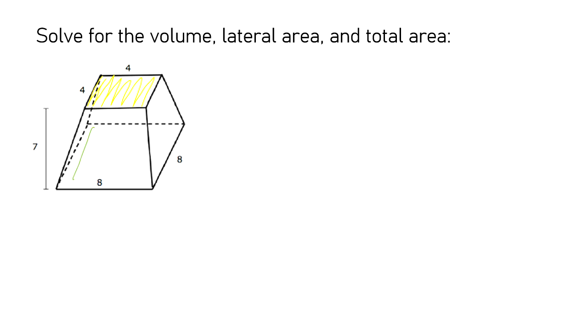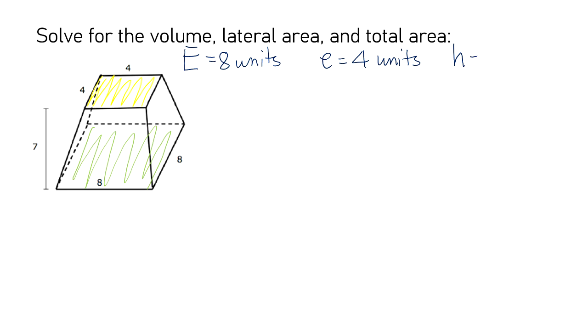Our bigger base is this. Hence, we have our given: big E is 8 units, small e is 4 units, and our height or altitude is 7 units. Let us now solve. Again, there is no given slant height, so we solve.